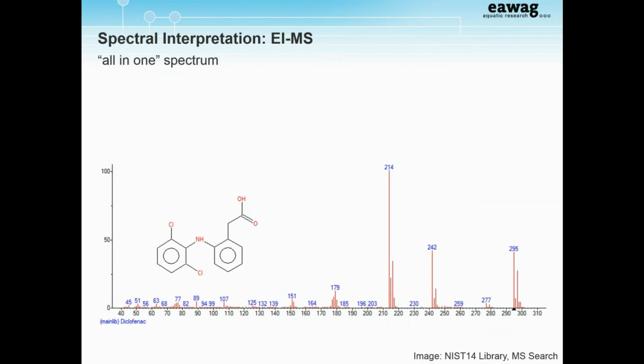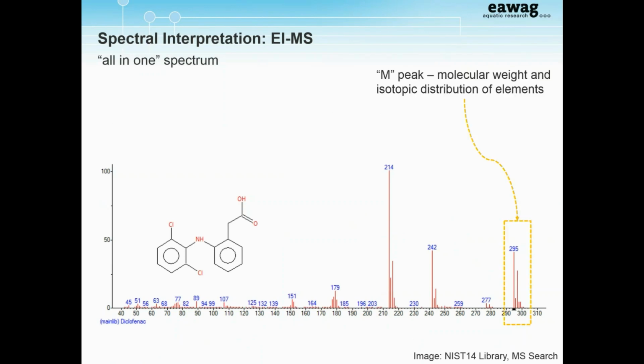I'll just show you a little example with diclofenac. What we can see here is what's called the M peak. This is 295. This gives you the molecular weight or molecular mass and also the isotopic distribution of the elements. So what you can see here is at the M+2, we actually have a very high intensity. This gives you a nice indication that we've got 2 chlorines present in this molecule.